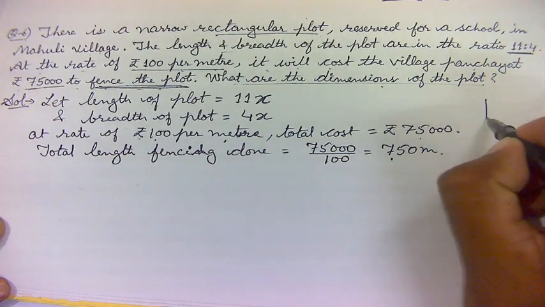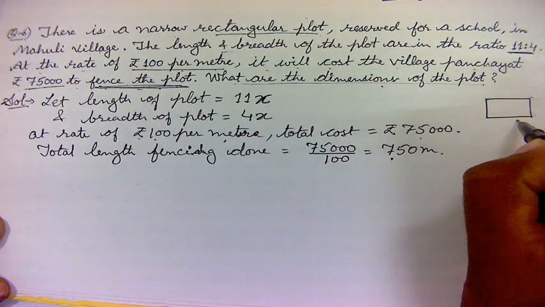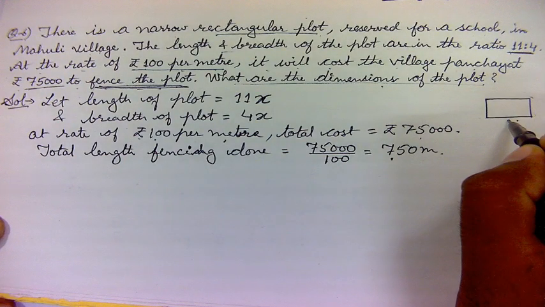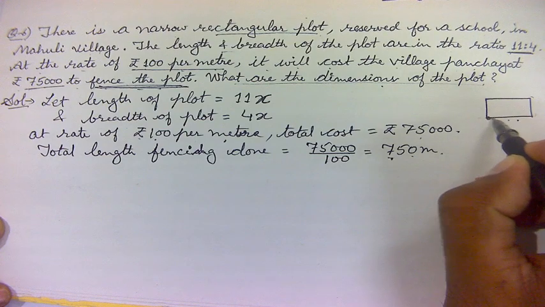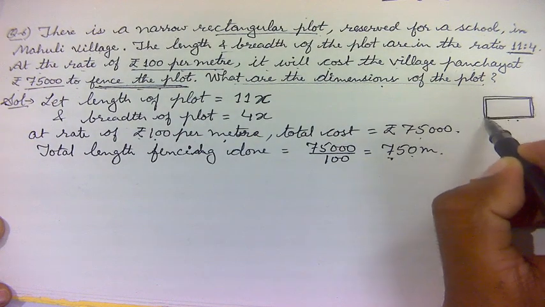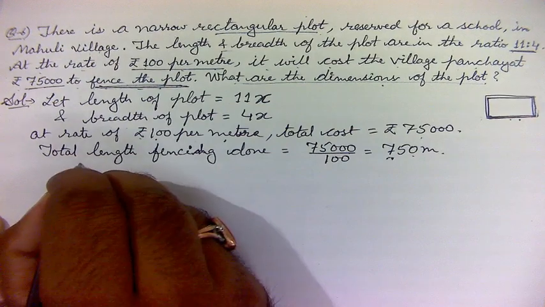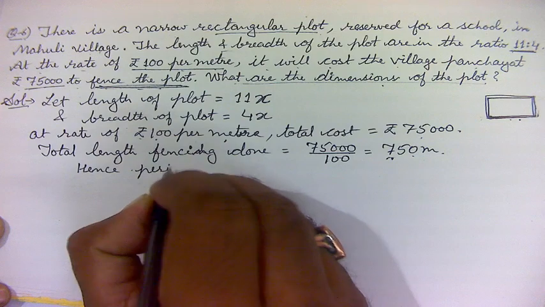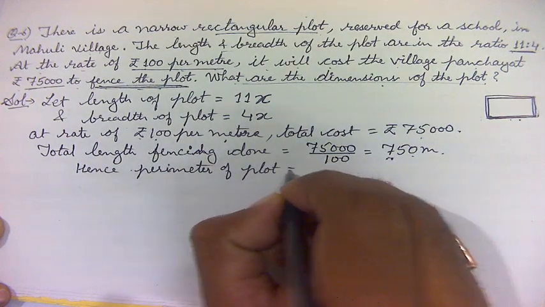Now we have a rectangular plot and we want to fence it. It means what you are calculating? You are calculating the perimeter of this plot. So this 750, if suppose you start the fencing from this part, then you will go here and you will come back here. So this total length is 750. It means, what is this 750 now? It is the perimeter of the plot.